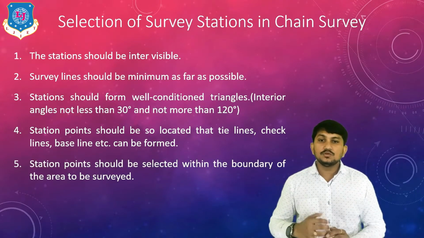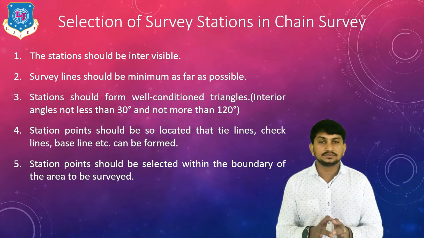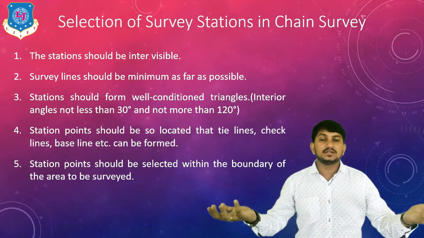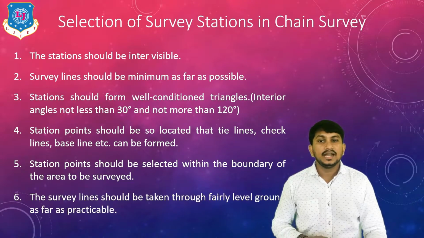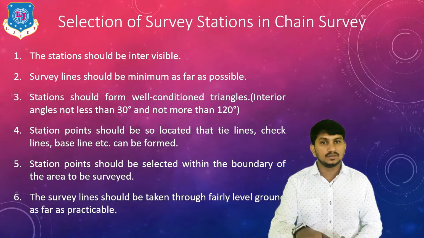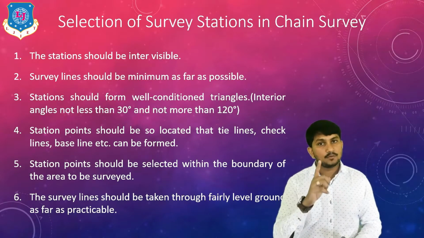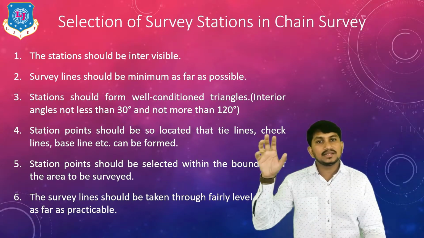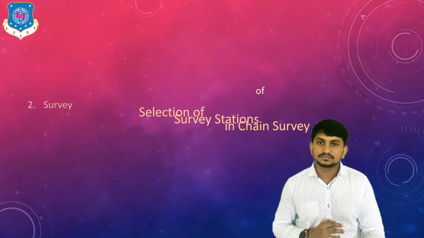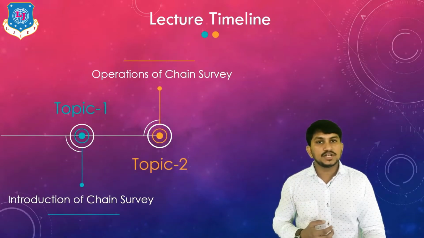Next, stations should be selected within the boundary of the area to be surveyed. Stations should not be outside the area to be surveyed. And the last is that survey lines should be taken on fairly level ground. If there is a chance of any uneven ground, it should be avoided. So these are the points to be remembered while selecting survey stations in chain survey. That's all about the first topic, introduction of chain survey.